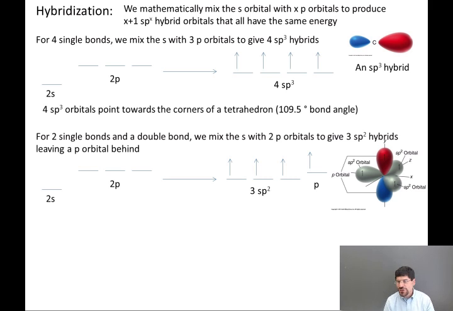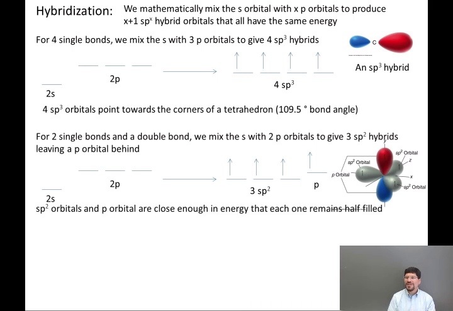Okay, this is a picture of what it looks like. The sp2 orbitals are indicated in gray. The unhybridized p orbital is indicated in red and blue. And as you can see, the 3 sp2 orbitals all lie in a plane, and they have a 120-degree angle between them, and the leftover p orbital is perpendicular to that plane.